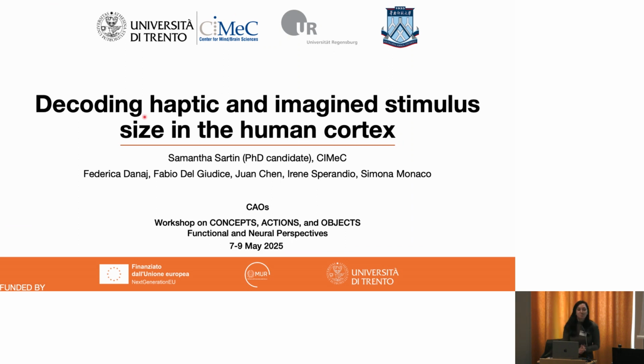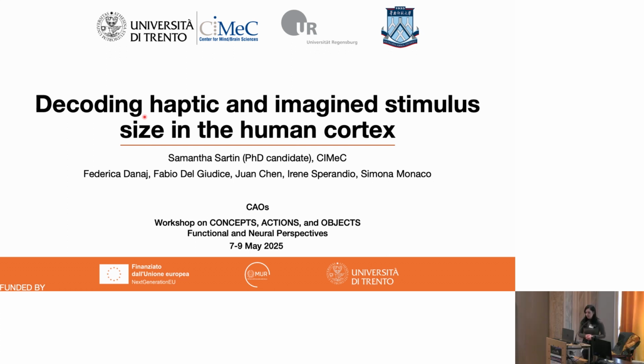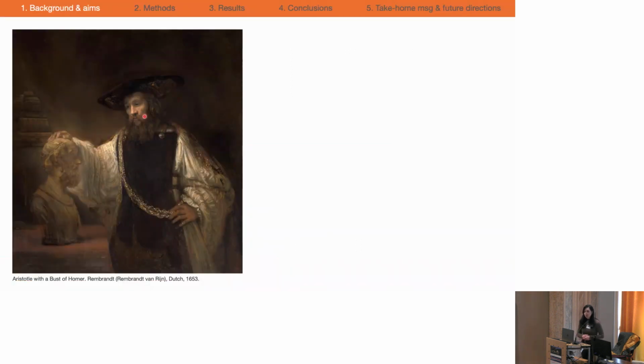Hi everyone, I'm Samantha, and the study I'm going to present today investigates how the brain processes information when we explore objects through active touch, that is, haptics. While vision is our dominant sense, especially for object recognition, touch has received less attention compared to vision in neuroscientific research. Yet, we can often recognize objects by touch as accurately as we do by sight.